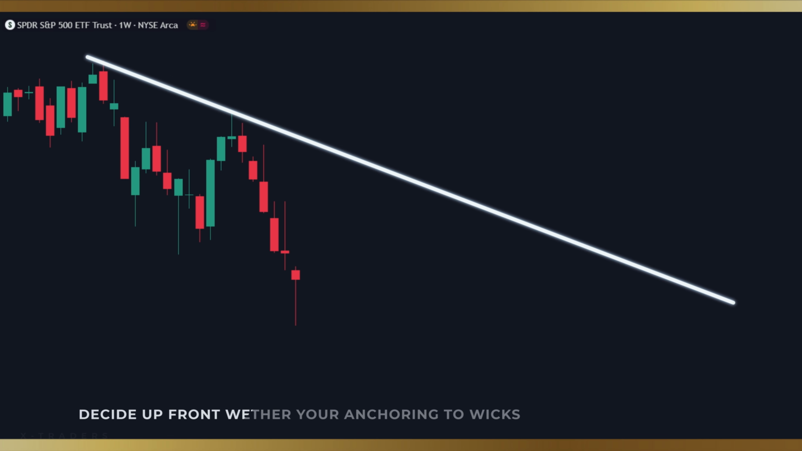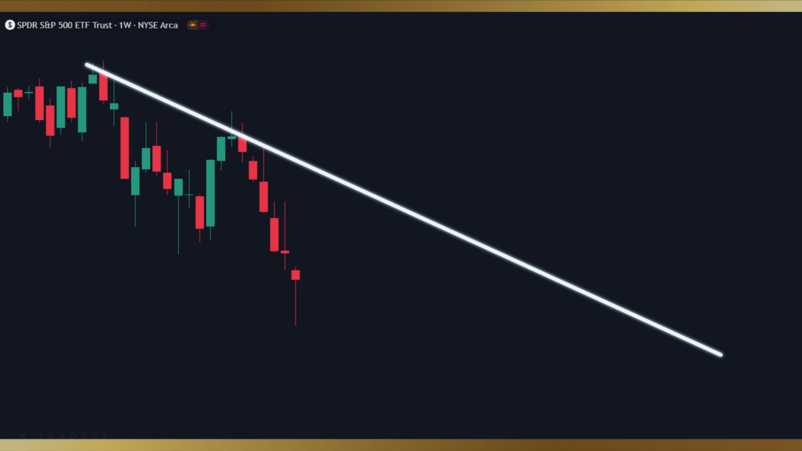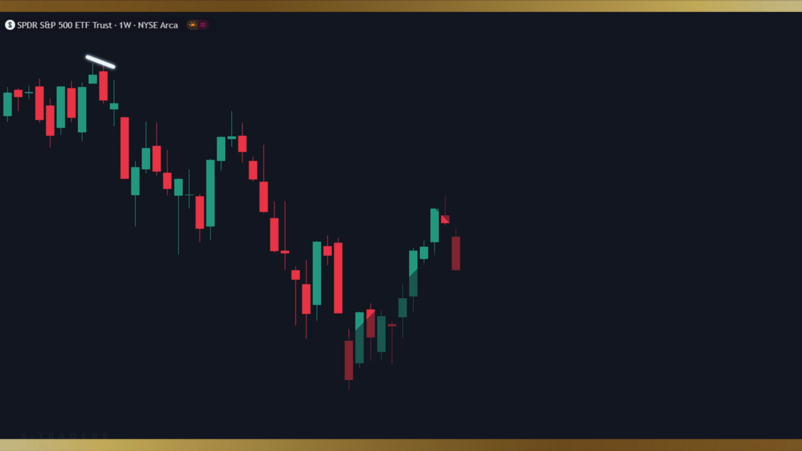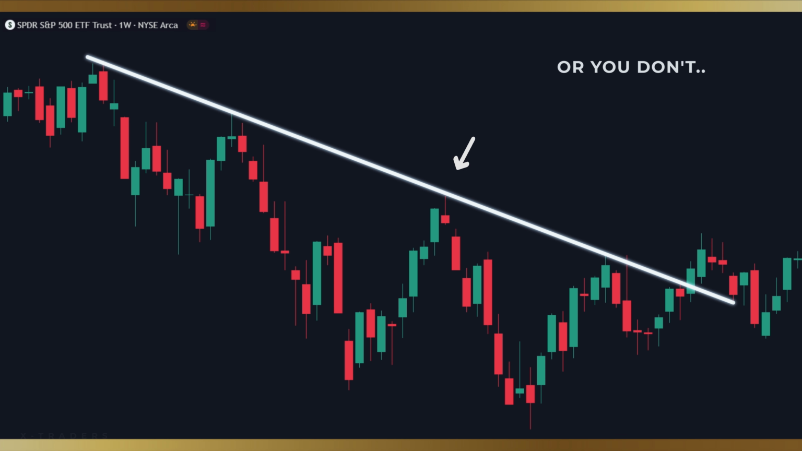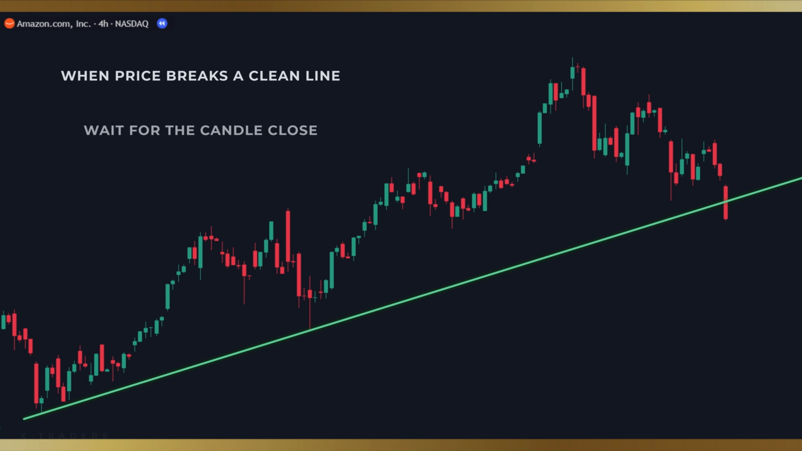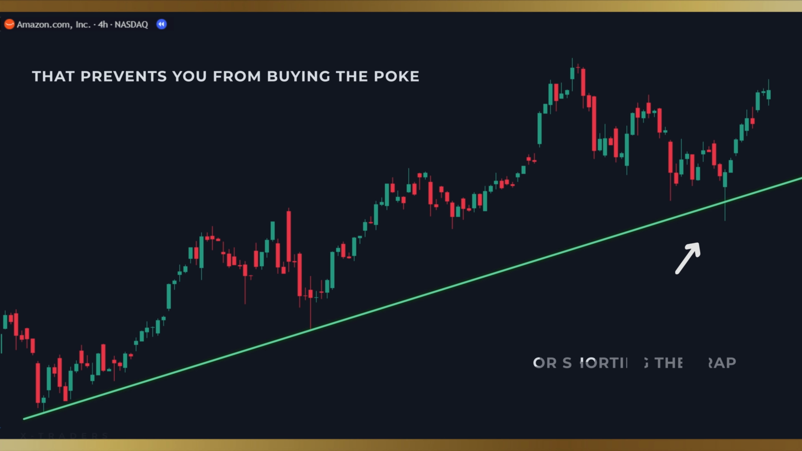Decide up front whether you're anchoring to wicks or candle bodies and be consistent. If your line passes through obvious price action just to touch more points, it's wrong. The third touch is your validation moment. Either you see respect and structure forms, or you don't. When price breaks a clean line, wait for the candle close and a retest from the other side before acting. That prevents you from buying the poke or shorting the trap.